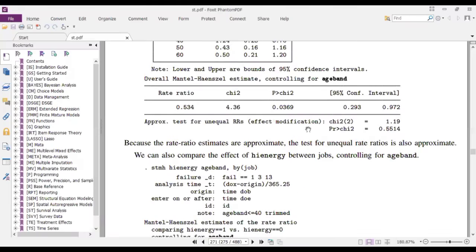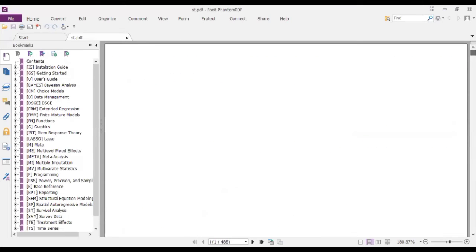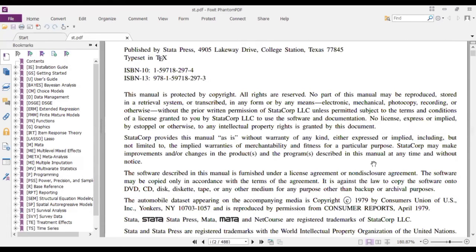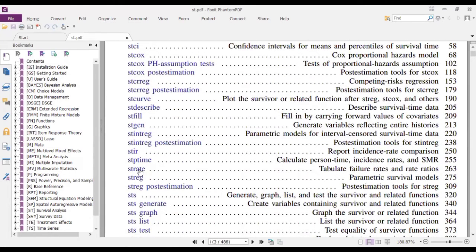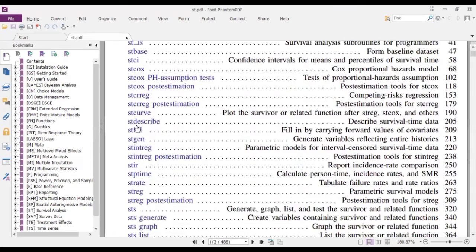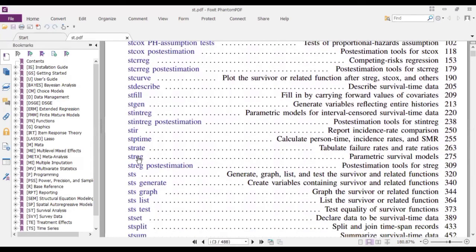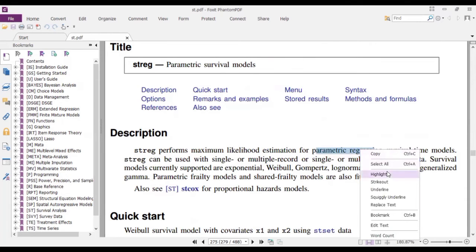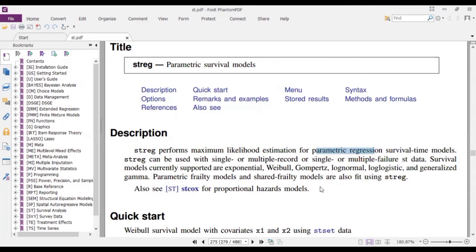So generally, it's the Stata survival analysis reference manual 16. Our interest is streg, which is this one, a parametric model. Here, streg performs maximum likelihood estimation of the parametric regression. So what we're interested in is this, a parametric regression. You can take your time and read through all of that.